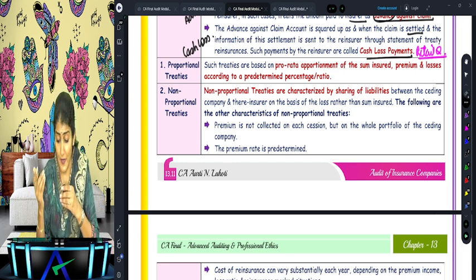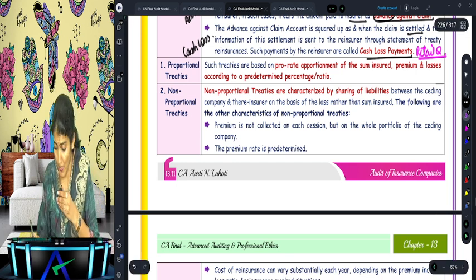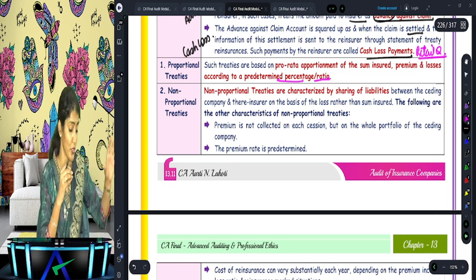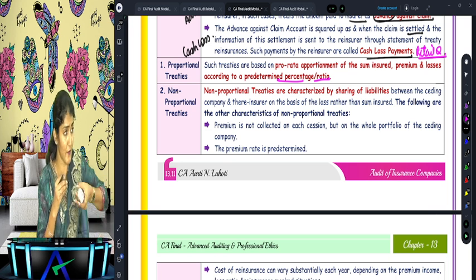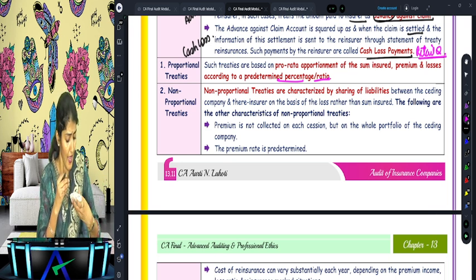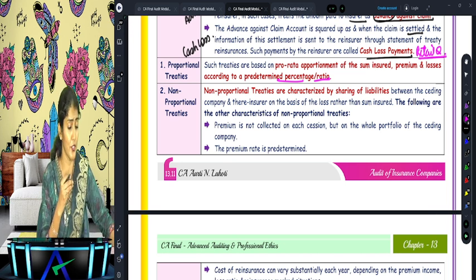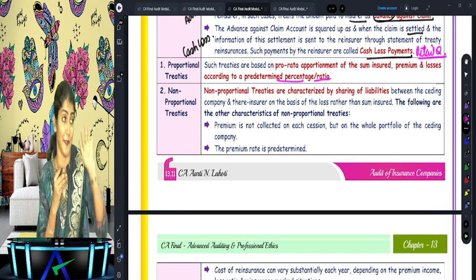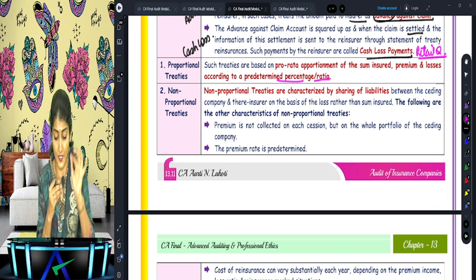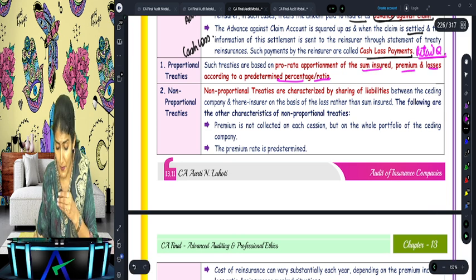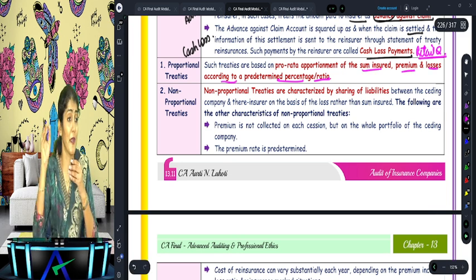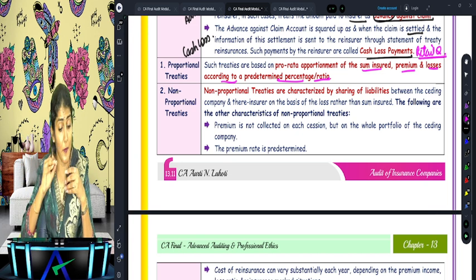Proportional treaty, which are based on a predetermined percentage or ratio. So out of all the policies which I have issued, what does it say? 30% reinsured. So not one-by-one policy. And if I do one-by-one policy, then it is facultative reinsurance. I pick up all the policies which I've issued, all the fire insurance policies, and I say all these policies 30% reinsured. Then what is that? That is a proportional treaty. Such treaties are based on pro rata apportionment of the sum insured, the premium and the losses according to a predetermined percentage or ratio. So that's the proportional treaty.